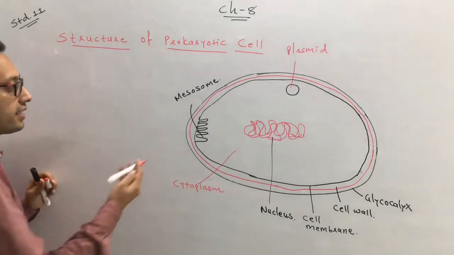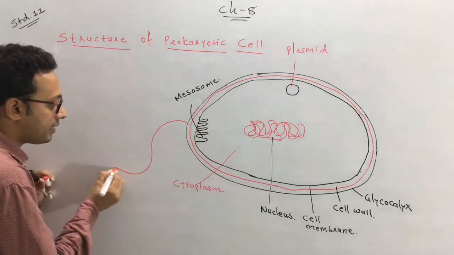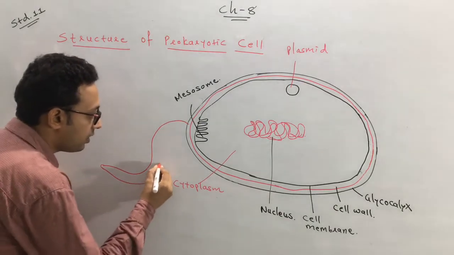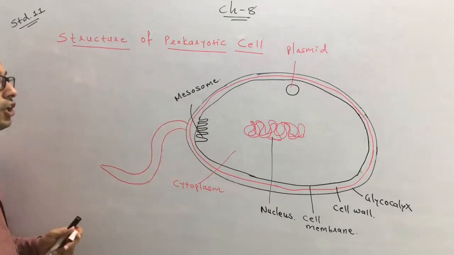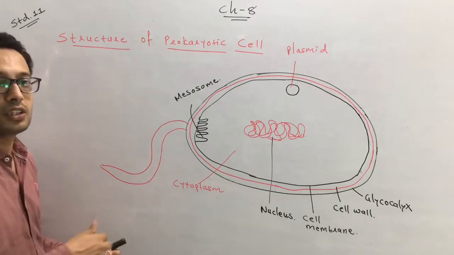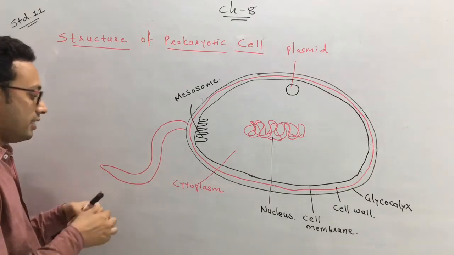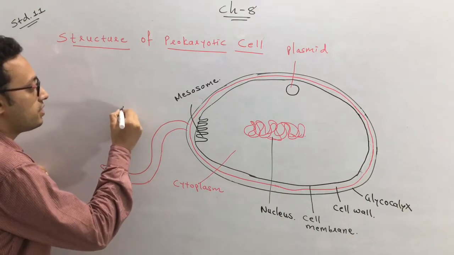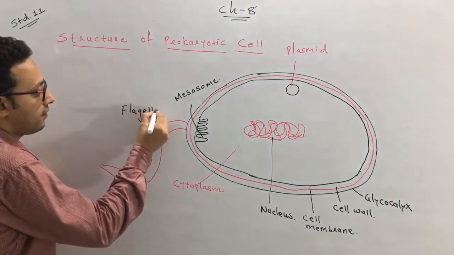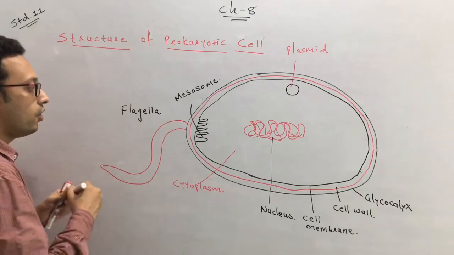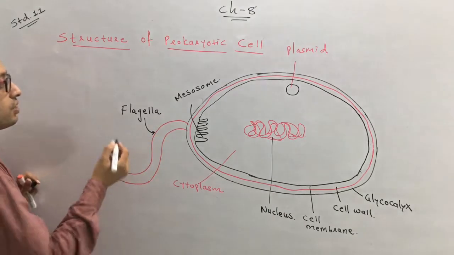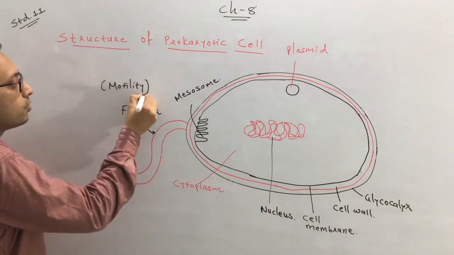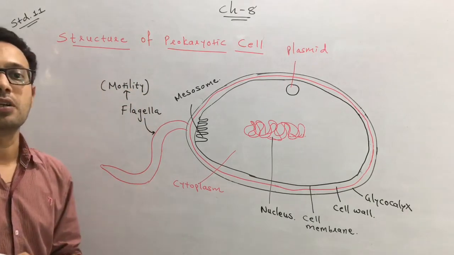Another component you can find is a long filamentous structure. They generate from the envelope. A long filamentous structure that looks like a tail, that arises from the surface of the cell, is called flagella. What is the function of it? The flagella is responsible for motility.